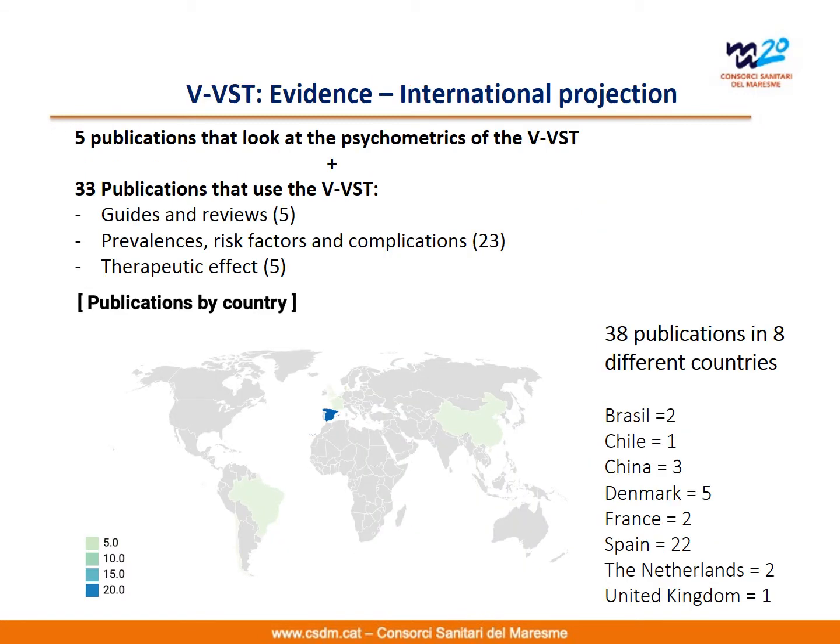So what is the international projection of this test? We found 5 publications that look at the psychometrics of the VVST, and we also found 33 publications that actually use the VVST, whether in guides and reviews to recommend it, or to check on prevalences, risk factors and complications, or also to check the effect of a therapeutic intervention. These 38 publications come from these 8 different countries that include Brazil, Chile, China, Denmark, France, Spain, the Netherlands and United Kingdom.